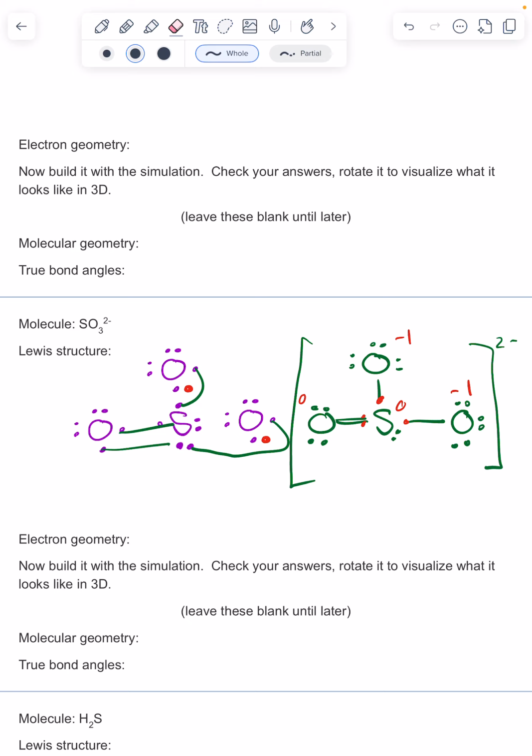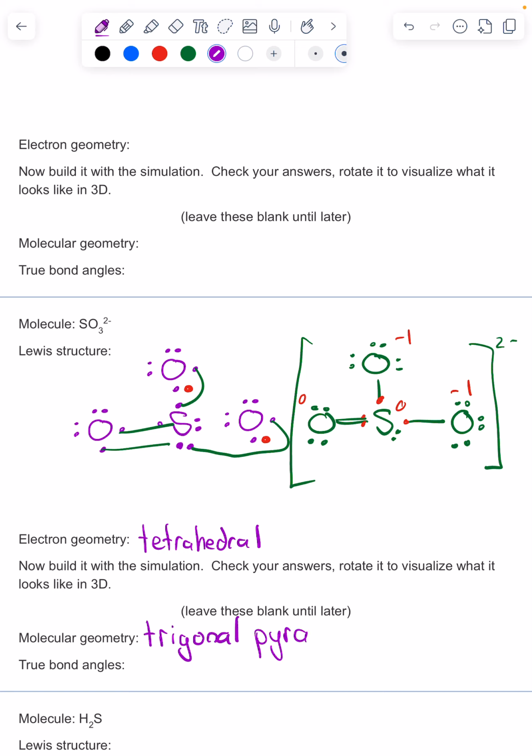Sorry, I lost track of where I was. Okay, electron geometry, tetrahedral, molecular geometry, 4 groups, one of which is a lone pair, trigonal pyramidal, slightly less than 109.5. Okay, sorry, I'm going to double check myself here and make sure I did this structure right, because now I'm second guessing it. Okay, single bond there, single bond there, single bond there, and the double here.